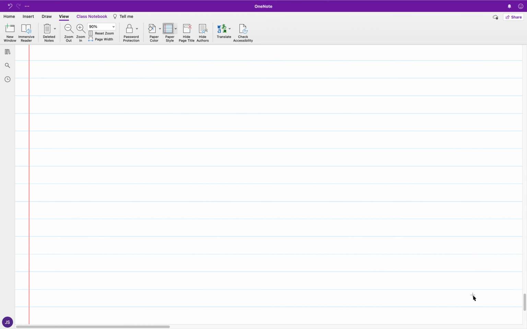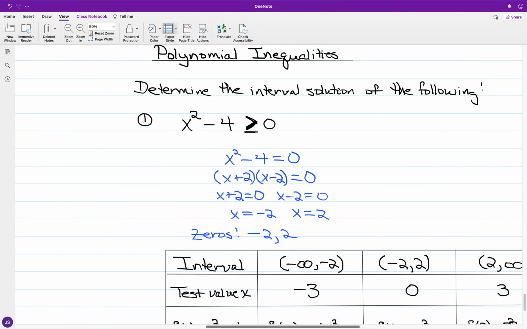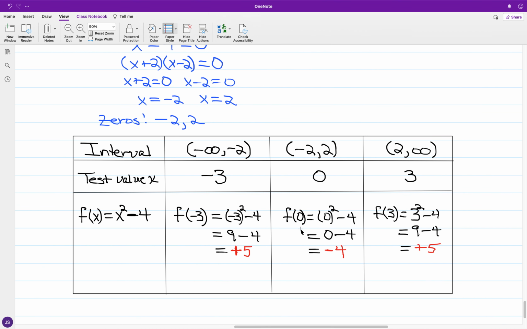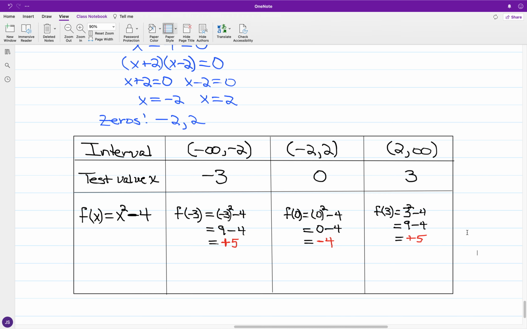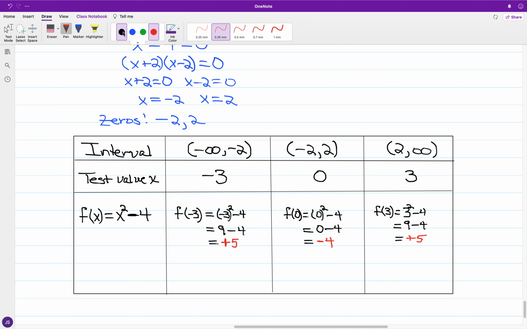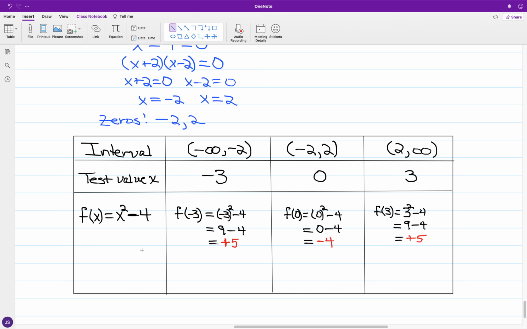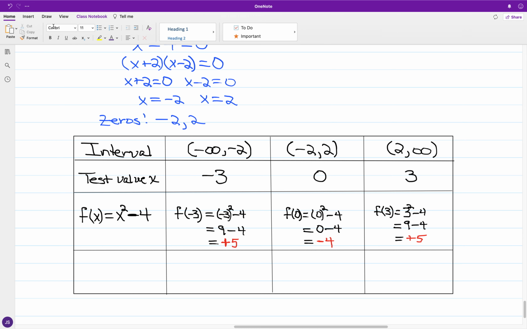So just going back to the table we have, I'll provide a little bit of room for adding rows. For the remaining row, we're going to have the sign of f of x.